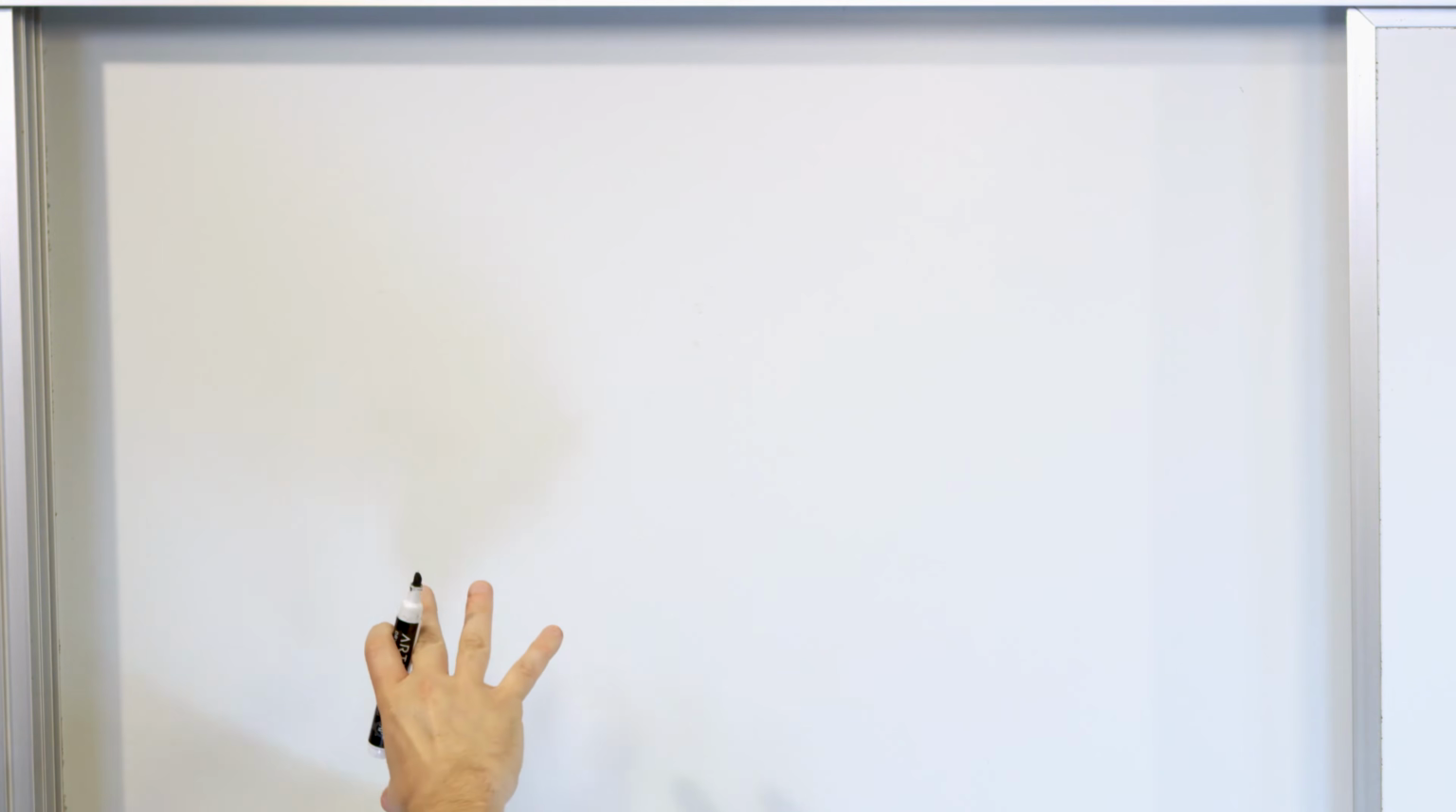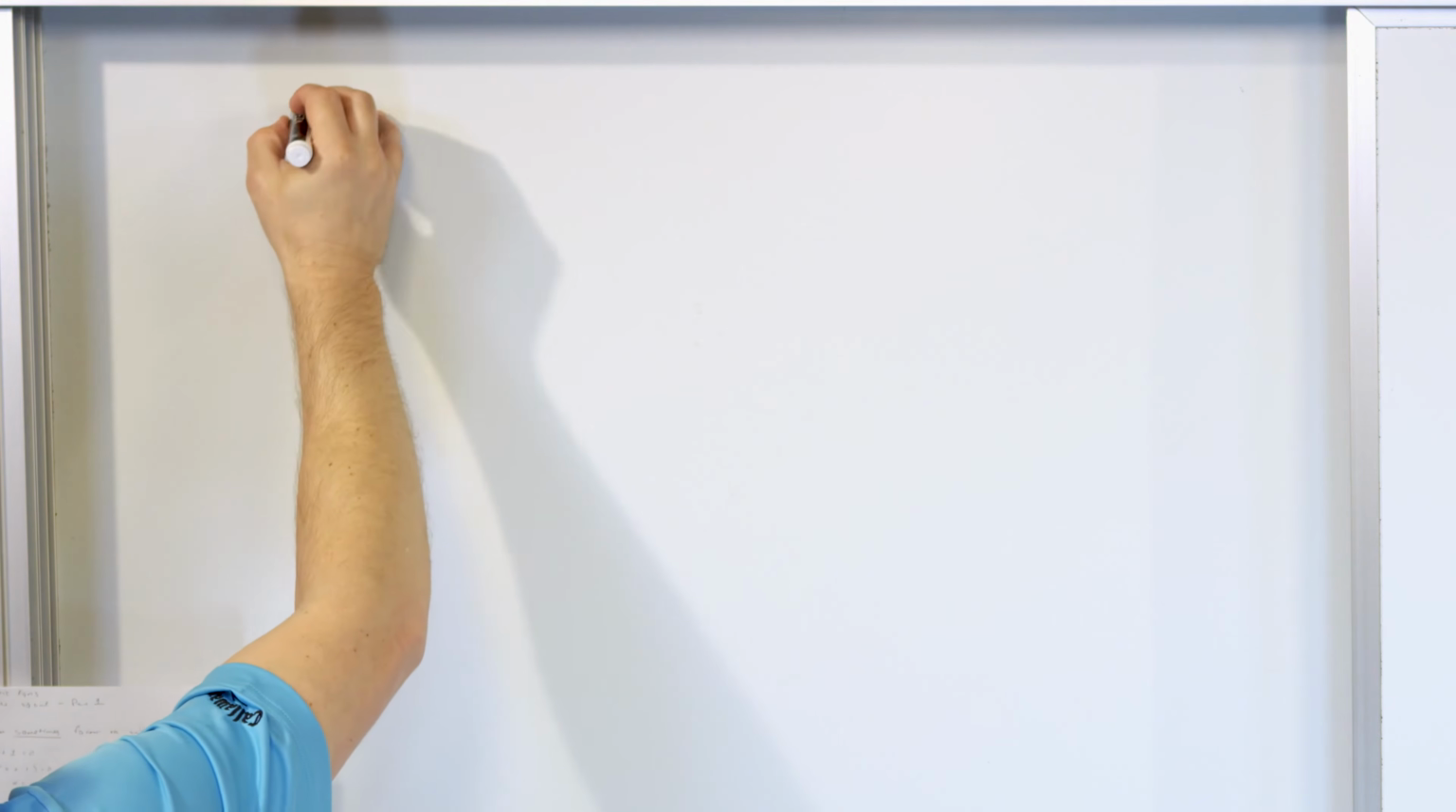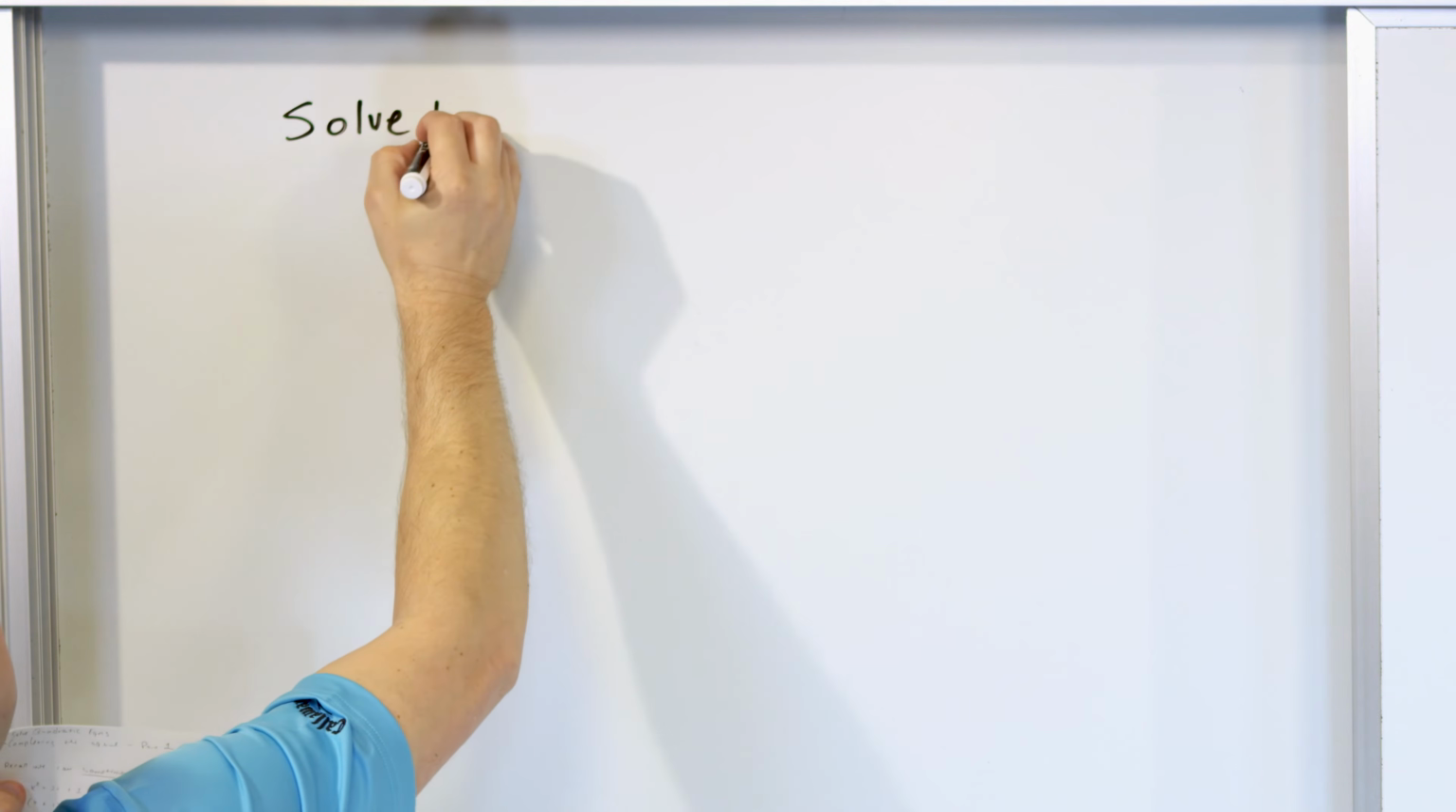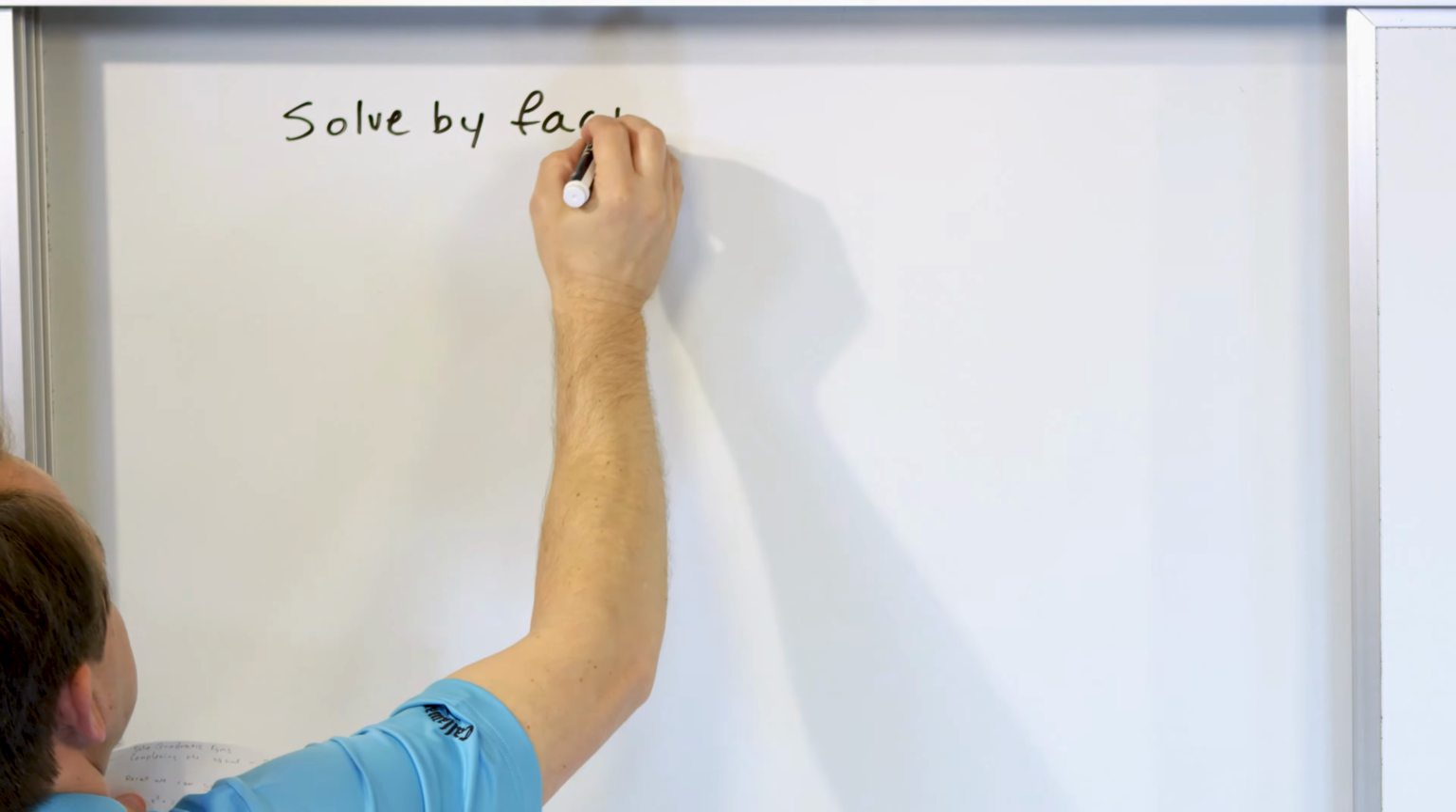We want to talk about what we're doing and what we know from the past and what this is and how it ties into where we're going in the future. So we know that we can solve by factoring. So some of these things we can solve by factoring, right?